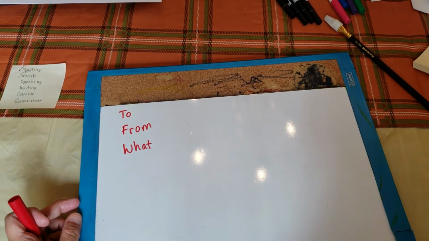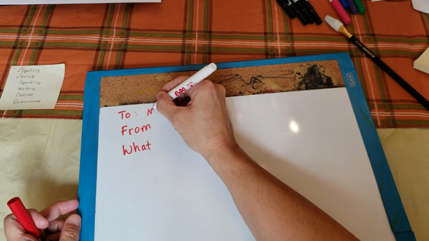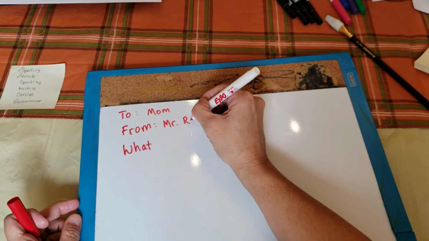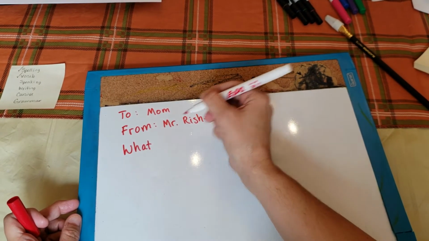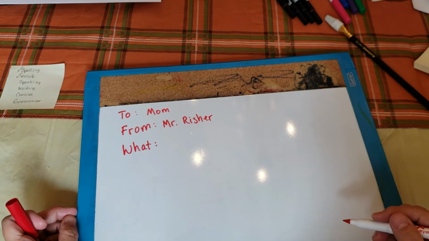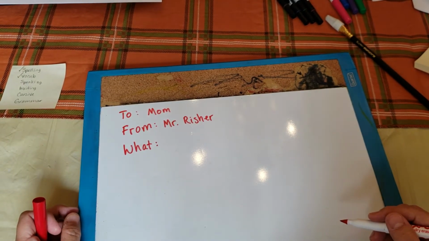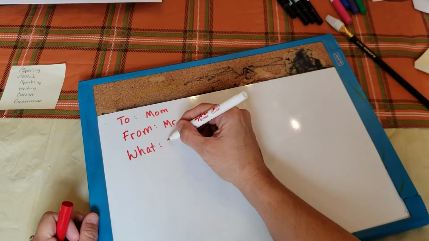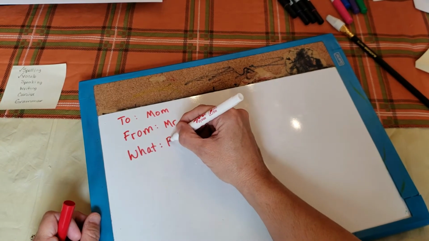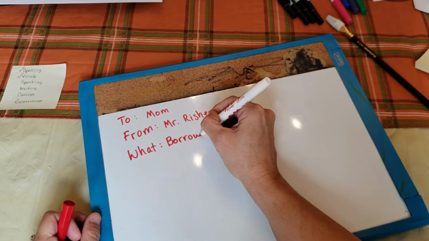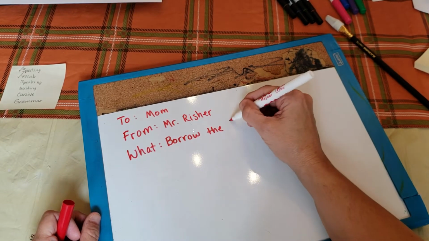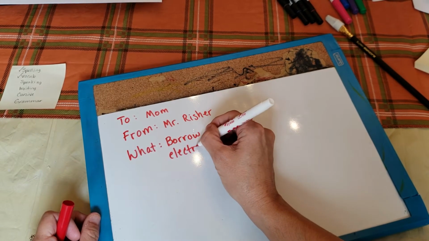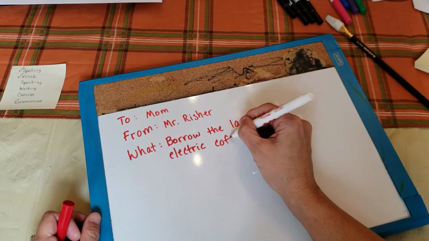All right? So in this case, the message was to Mom. The message was from Mr. Risher. And the message was, do you remember what the message was? Pause the video and see if you remember. All right, the message was, he wants to borrow the large electric coffee pot.